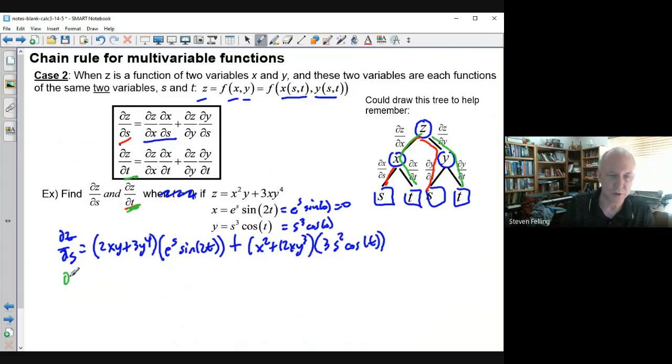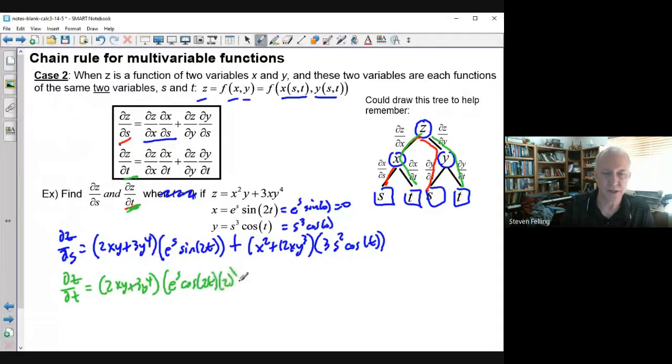So the partial derivative of z with respect to the t parameter is going to be first the partial derivative of z with respect to x, right, which is that same 2xy plus 3y to the fourth, but this time multiplied by how much x changes with changes in t. So we have to take the partial derivative of this structure with respect to t. Now the e to the s is a constant, and we're taking the derivative of the sine there. So that's going to be cosine 2t times the derivative of the inside, which is 2, right?